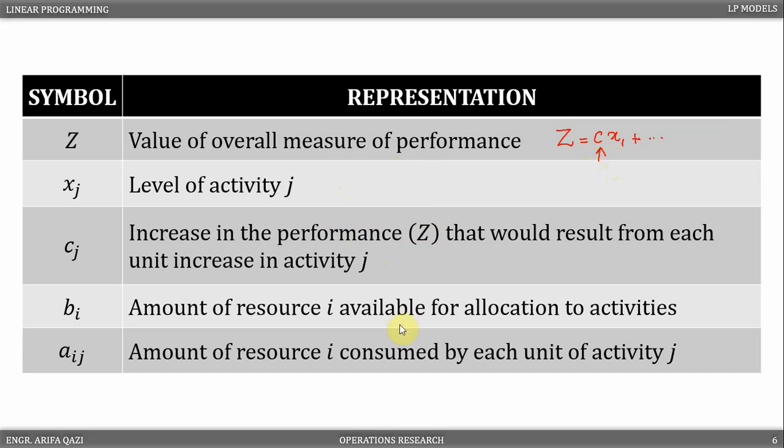bi is the amount of resource i available for allocation to activities, and this is usually given as the right-hand side of the inequalities or equalities in functional constraints. Finally, aij is the amount of resource i consumed by each unit of activity j, and this makes up the left-hand side of our functional constraints.